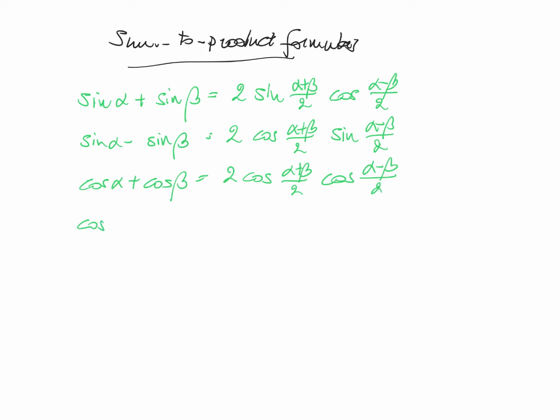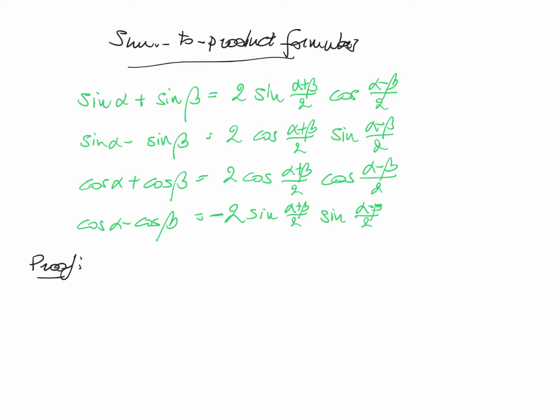And the difference, cosine alpha minus cosine beta, the one we didn't have yet, it's sine times sine, so it will be minus. Here you have to pay attention to the minus sign. It's minus 2 times the sine of alpha plus beta over 2 times the sine of alpha minus beta over 2. To prove this, we will just show one.